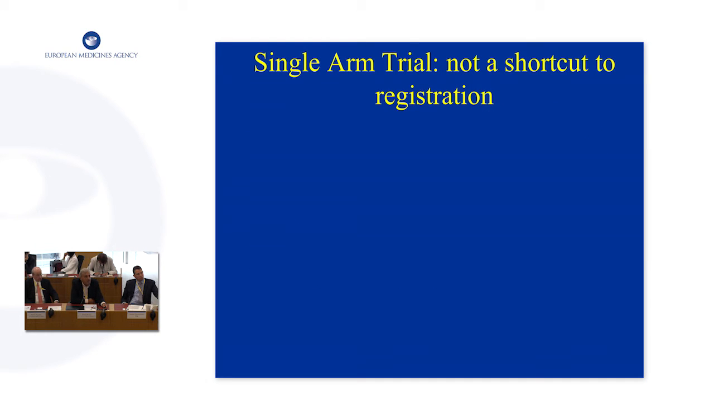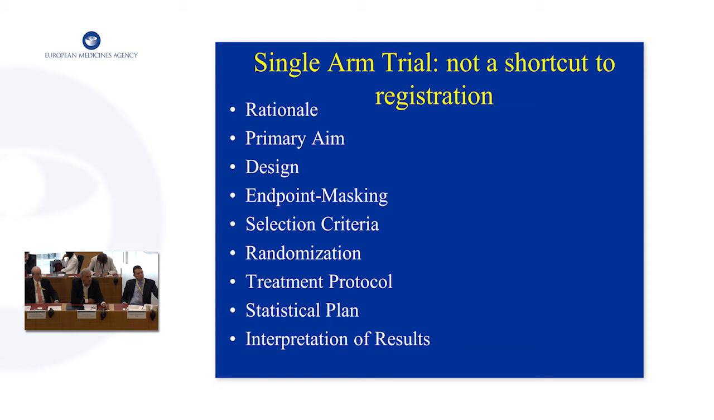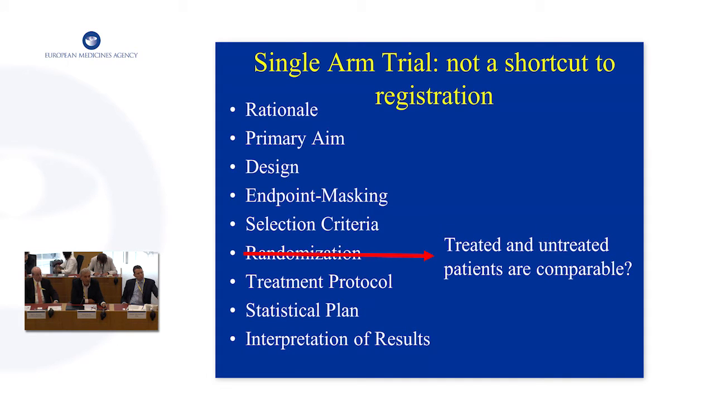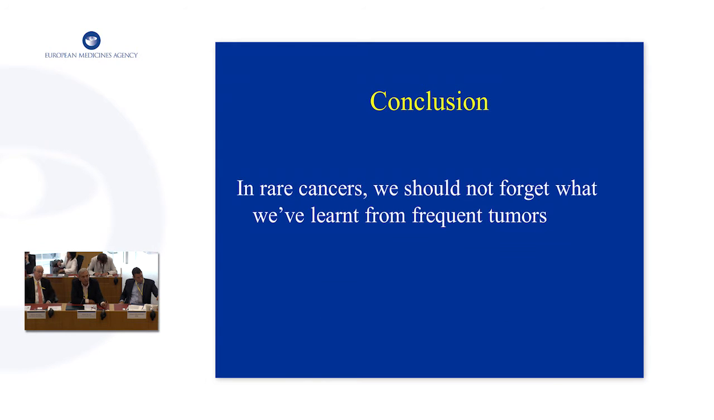But we should make sure, again, that single-arm trials do not become a shortcut to registration. Single-arm trials should have the same requirements in design as a randomized trial, with the only exception of randomization. For this reason, I agree with what was said by Dr. Rubin. They're even more demanding in terms of the planning, design, statistical planning, and analysis. But we should not forget what we've learned from frequent tumors in terms of potential biases affecting non-randomized trials. Thank you.